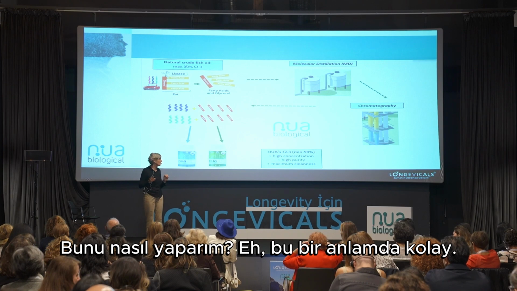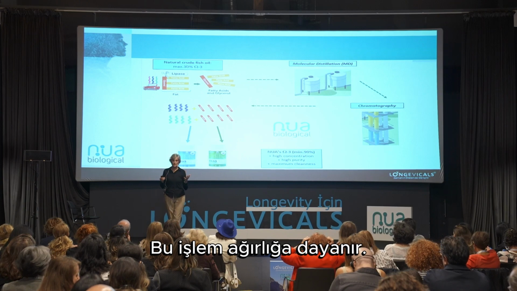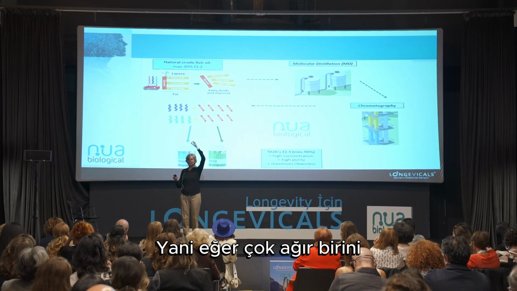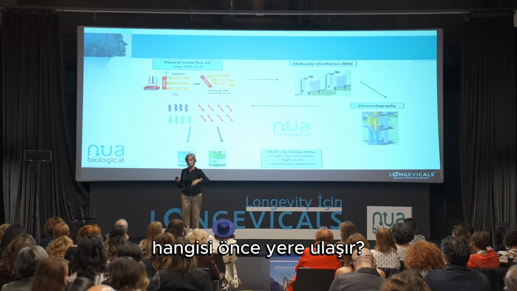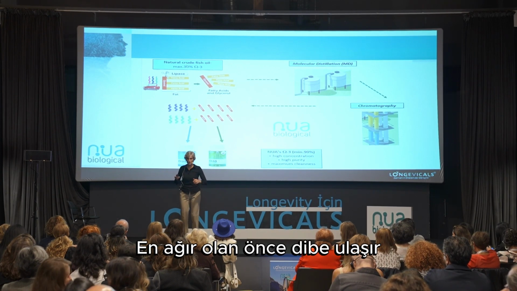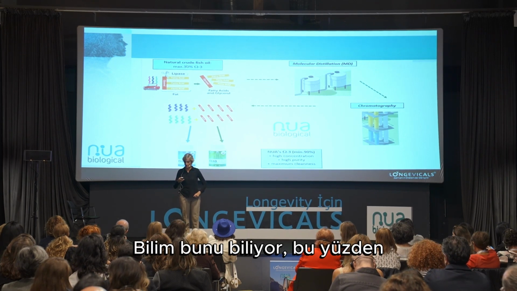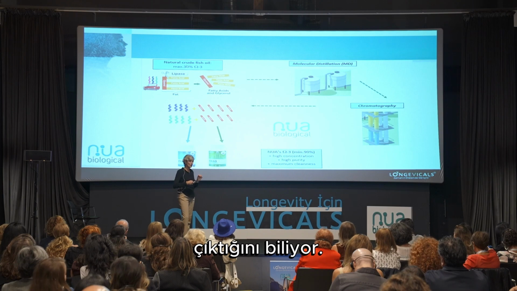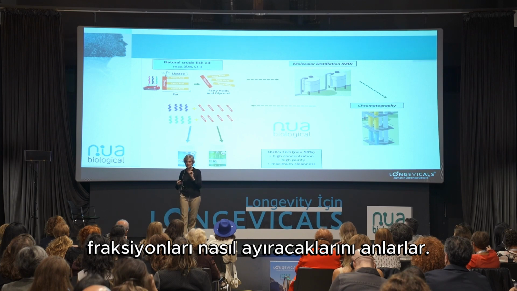Well, it's kind of easy in a way. We use chromatography columns. This is based on weight. DHA has a different weight than EPA. So if you put somebody who's really heavy and throw him down a column, and somebody who's really light, who's going to reach the ground sooner? The heaviest will reach the bottom first, and the lighter one will come afterwards. So science knows that. So science knows that if we put this soup of concentrated oil through this column, they know at which moment in time the oil coming out is going to be, based on weight, DHA or EPA. So they know how to separate the fractions, okay?